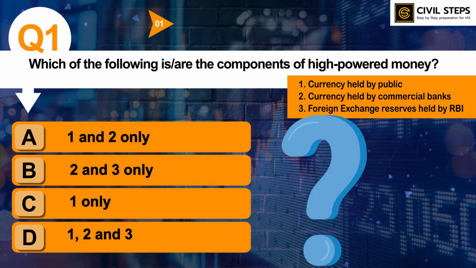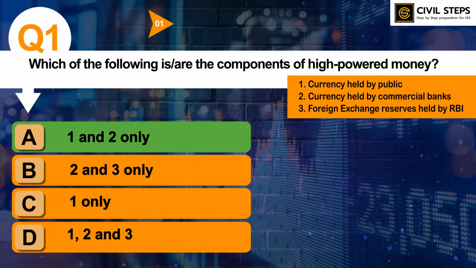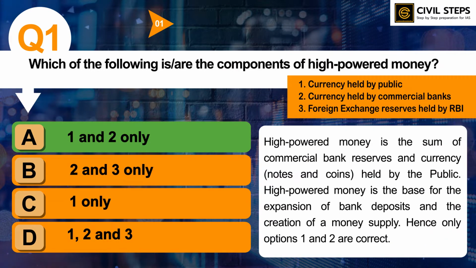So the correct answer of this question is option A 1 and 2 only. So high powered money is a sum of commercial bank reserves and currency held by the public. High powered money is a base for the expansion of bank deposits and the creation of a money supply. Hence, only options first and second are correct.